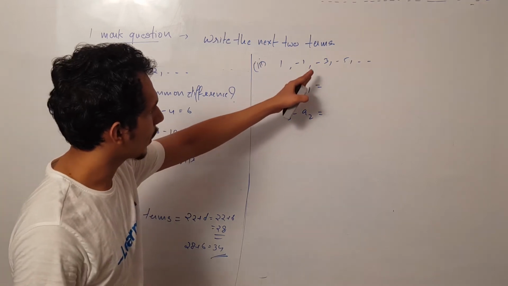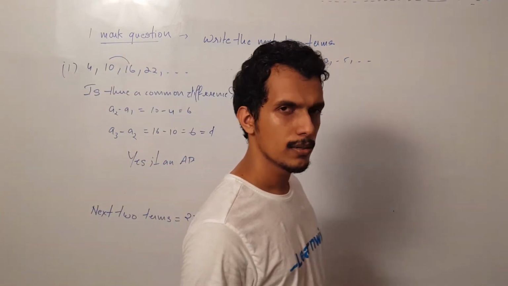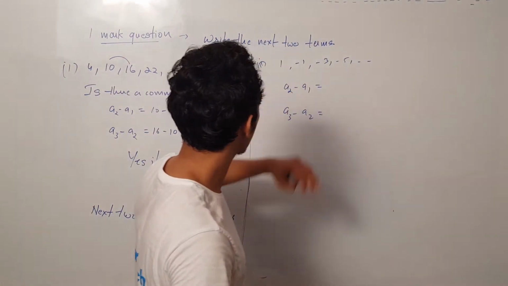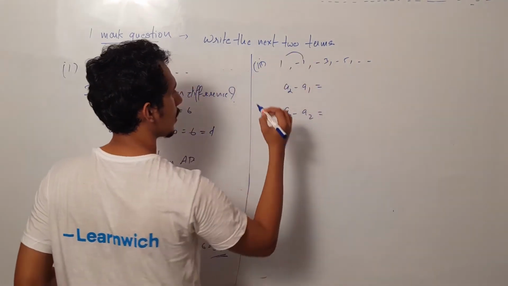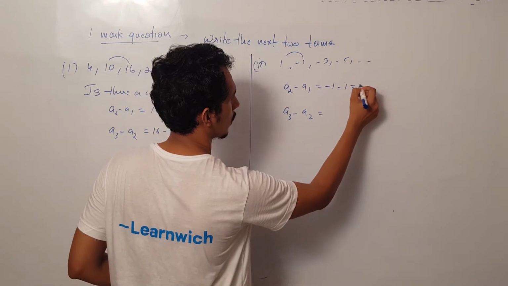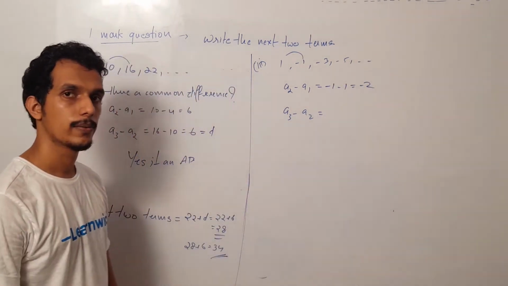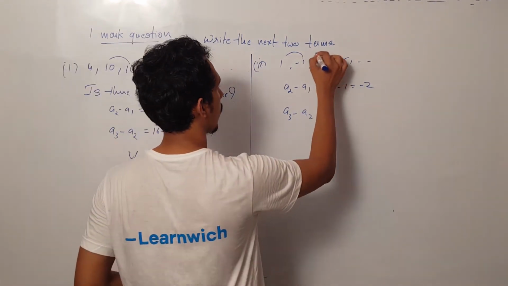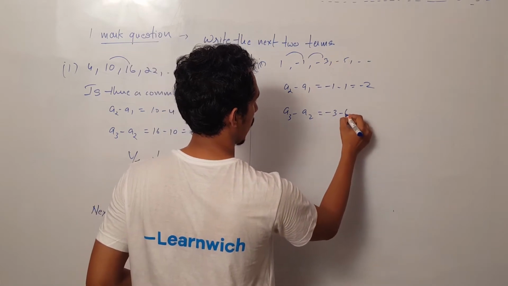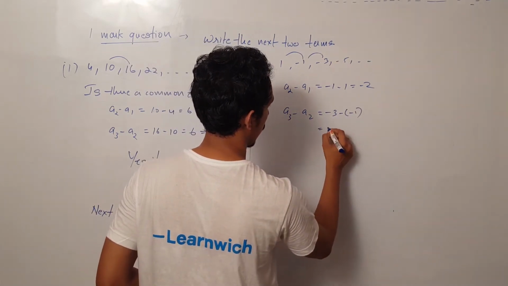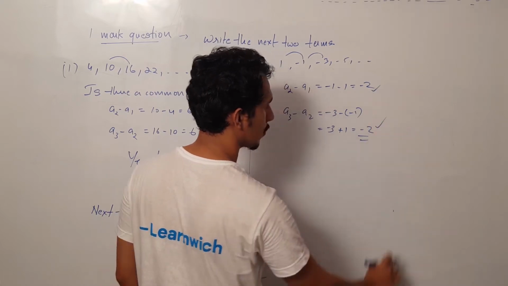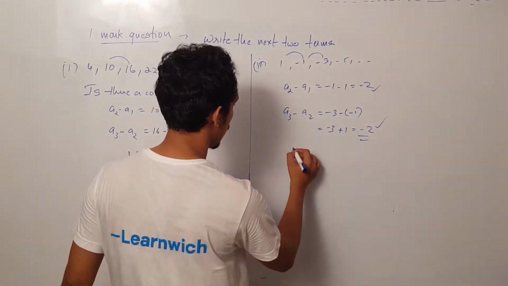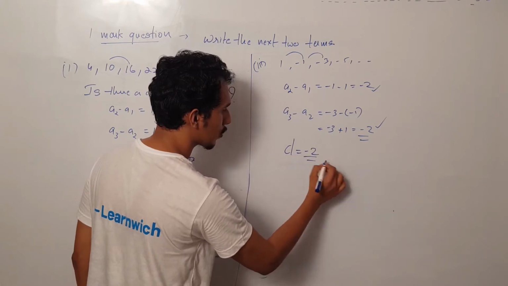Okay, so here's another question: 1, minus 1, minus 3, minus 5. It does not look related in the first go, but observe carefully. Let's find out. a2 minus a1 is minus 1 minus 1, which is minus 2, right? The next is minus 3 minus minus 1, that is minus 3 plus 1, it is again minus 2. This is also minus 2, this is also minus 2. So yes, it's an AP. So the d is minus 2 here.